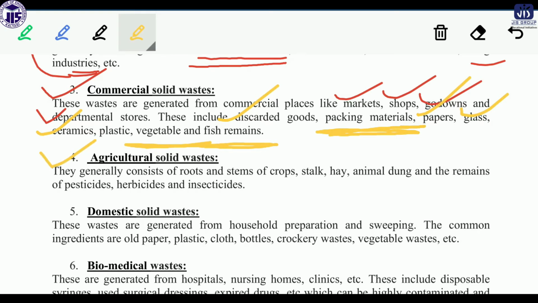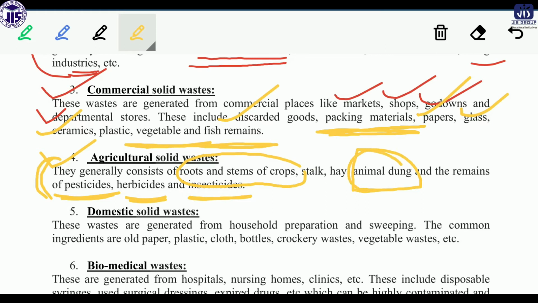Next is the agricultural solid waste. What is the agricultural solid waste? Agricultural solid waste generally consists of roots and stems of the crops. This is a common example of agricultural solid waste. There may be some kinds of pesticides also. This is the most dangerous solid waste produced from the agricultural field. There are herbicides also, insecticides also. Animal dung is also available in the agricultural field as solid waste material. So you have to keep these in mind. These are the general examples of agricultural solid waste.